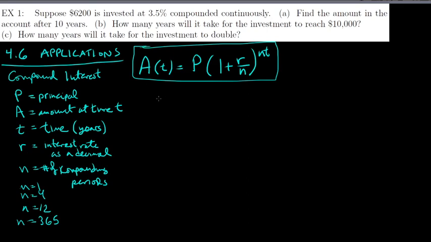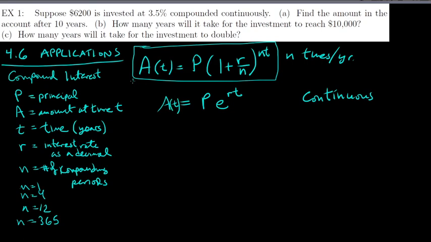What if you're compounding continuously? On the other hand, if you're compounding continuously, you use a different formula. You use the Pert formula: A is equal to P times e to the rt. Again, we're usually thinking about this as a function of t. So P e to the rt is when you're compounding continuously, and the other is if you're compounding discretely, n times a year.